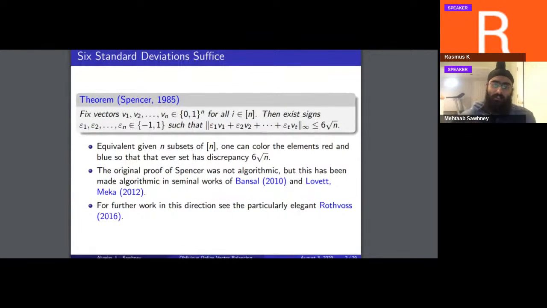This is equivalent to saying that given n subsets of 1 through n, one can color the elements red and blue, which here corresponds to the signing that you assign, so that every set has discrepancy at most 6 times square root n. The original proof of Spencer was not algorithmic. In fact, he conjectured that it could not be made algorithmic. But it was made algorithmic first in work of Bansal and then in work of Lovett and Meka. And for further work in this direction, one particularly elegant algorithmic approach is due to Rothvoss.